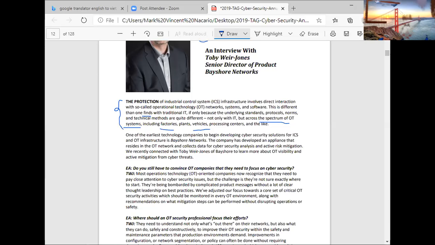So protection in industrial control system, or we call it ICS, industrial control system. As it says here, Bayshore Networks is a provider of cyber protection for industrial control systems, industrial applications, and networked machines. So this is different. How about in your company, Mr. Thomas? Do you also have this kind of system?